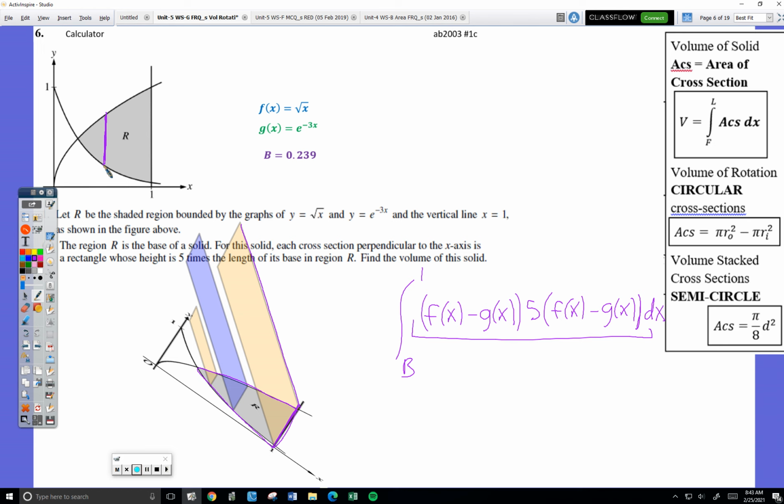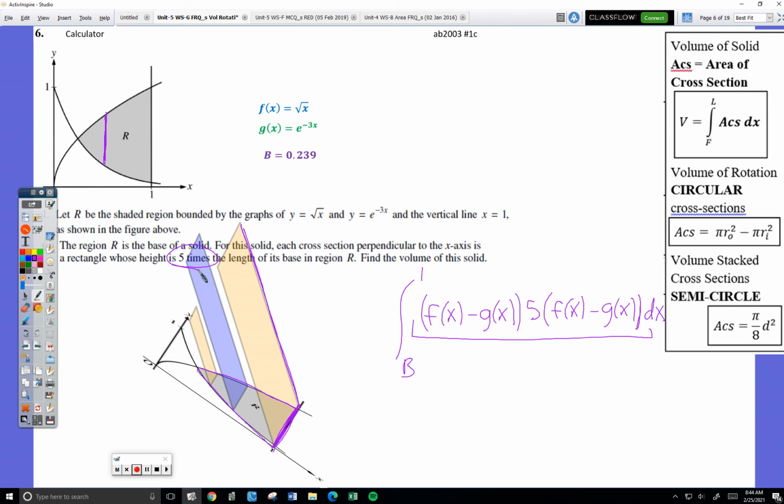Something like that. Good? So now I have to multiply by the long dimension of the rectangle. So right here, this is F minus G right there. But now I have to multiply by the long dimension of the rectangle, which is 5 times F minus G, because they told me it was 5 times more. Does that answer your question?